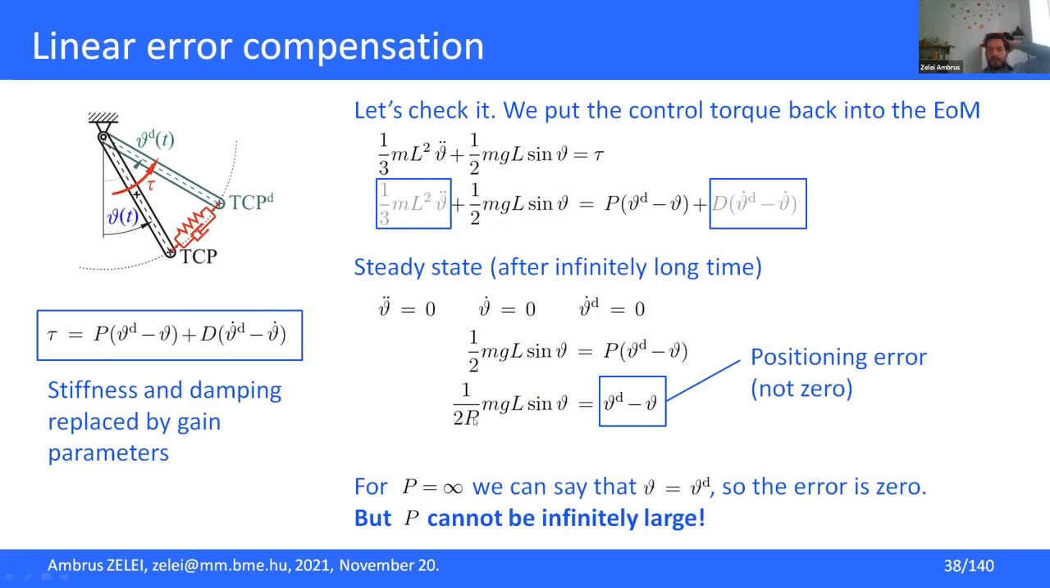But we can actually notice that if the proportional gain is infinitely large, then this term will be zero. So if I tune P to infinitely large, then actually the black one will move to the green one. So the real position of the robot will be identical with the desired one. But it's not possible in reality. So P cannot be an infinitely large number.